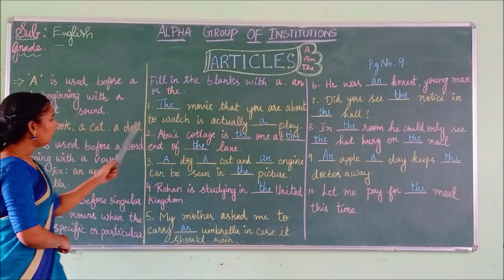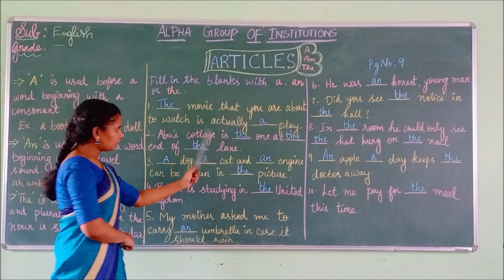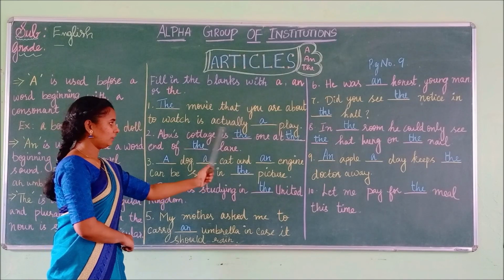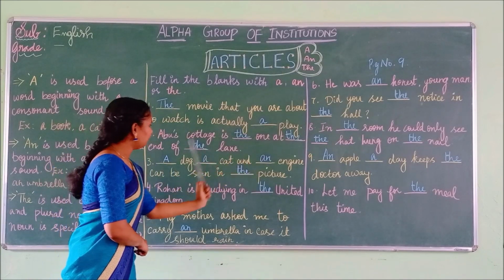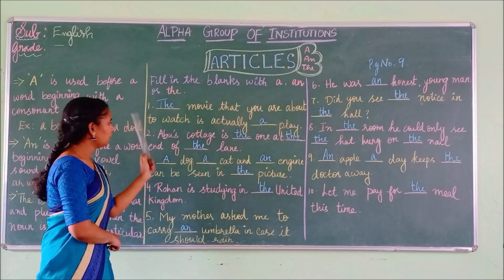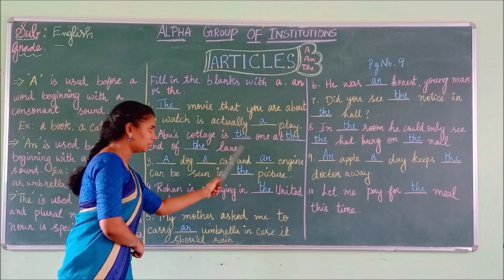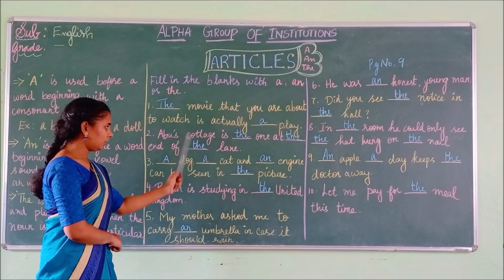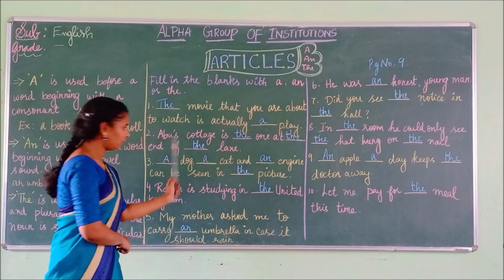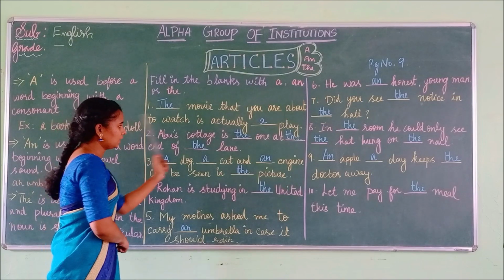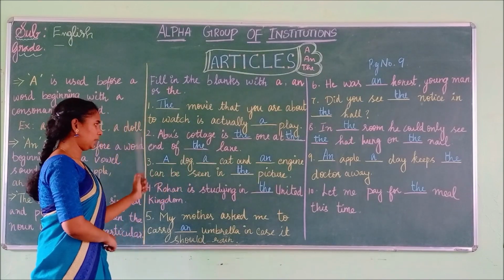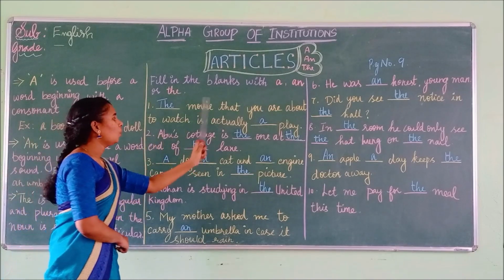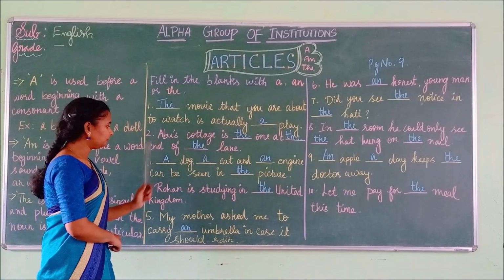Next we have got, Abu's cottage is dash one at dash end of dash lane. So here we have got 3 blanks. What is the answer here? Abu's cottage is the one at the end of the lane. So the answer here is the, as they are talking about one particular thing, that is Abu's cottage. So Abu's cottage is the one at the end of the lane.